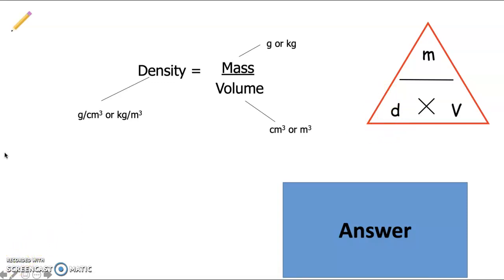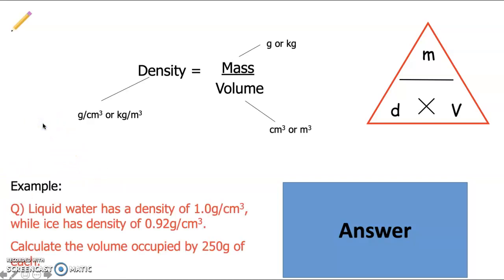Now, before we move on to looking at a problem, I would like you to write down what you can see on the slide at the moment. So density equals mass over volume. Can you please add the units in for those, and can you also please draw out the triangle? Now, once you've done this, fantastic. We now have an example question for us to think about.